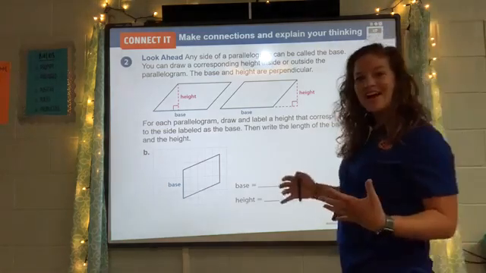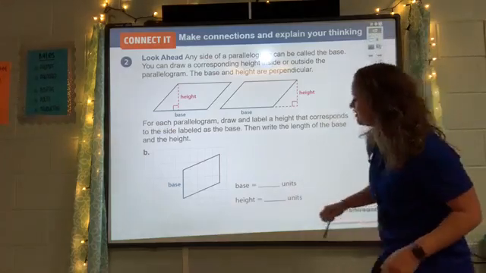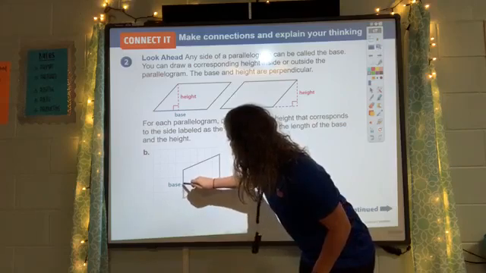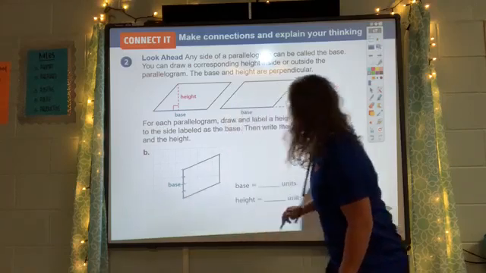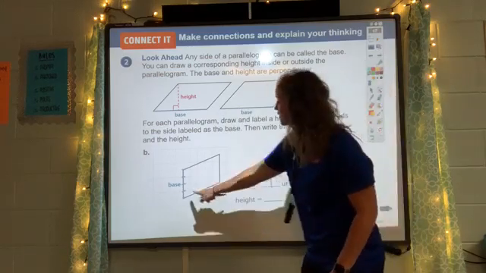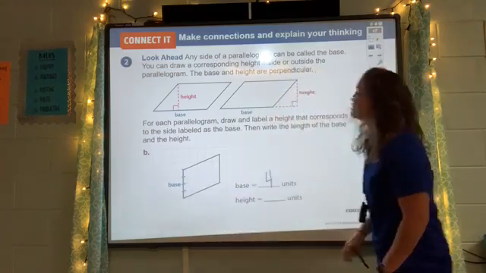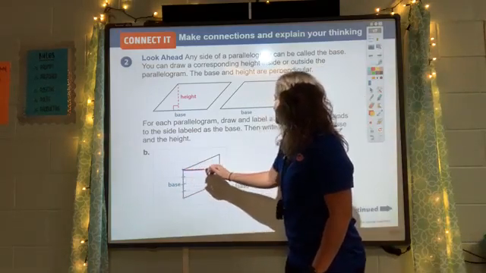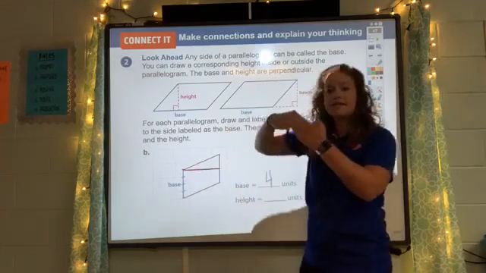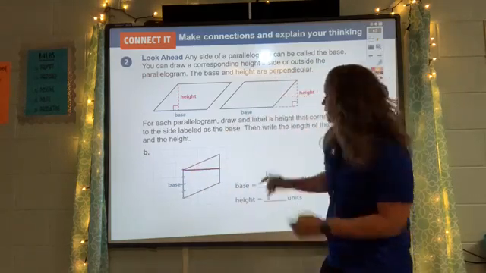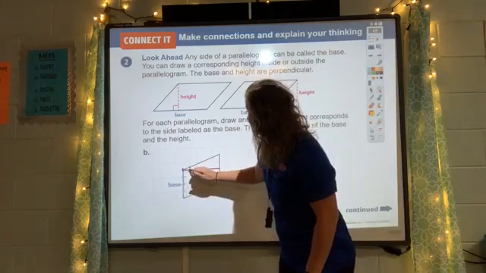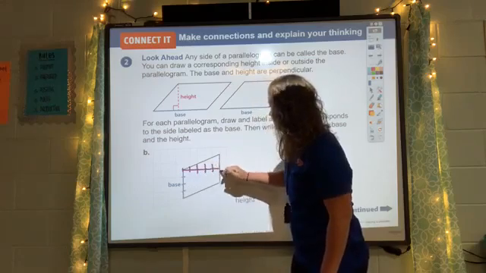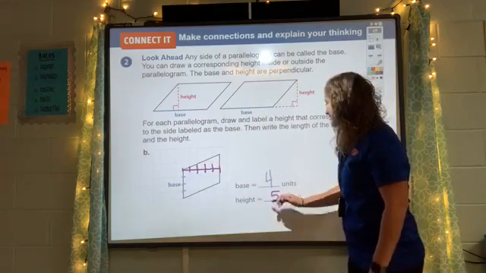All right, let's go ahead and go over that one. So if I'm looking at this base, I see that I have 1, 2, 3, and 4. So our base is 4 units because we're counting the spaces in between there. All right, then next one, we're going to go from the corner and draw a perpendicular line to the base. Remember, perpendicular means that they cross. Okay, and we're going to count those. So we have 1, 2, 3, 4, and 5. So we know the height is 5.